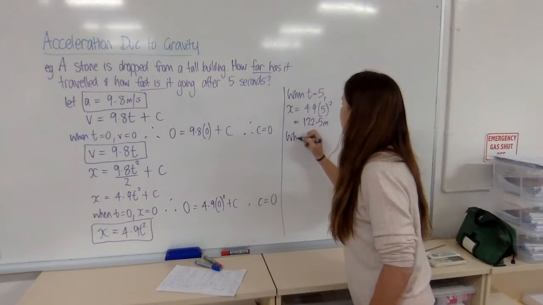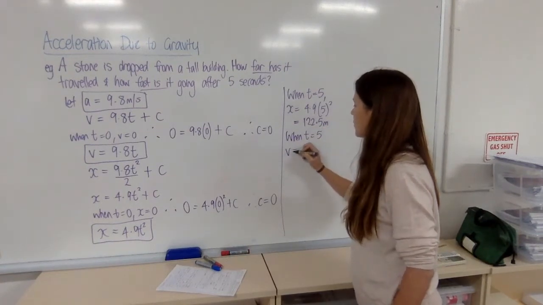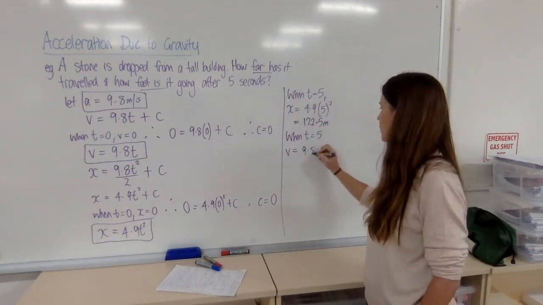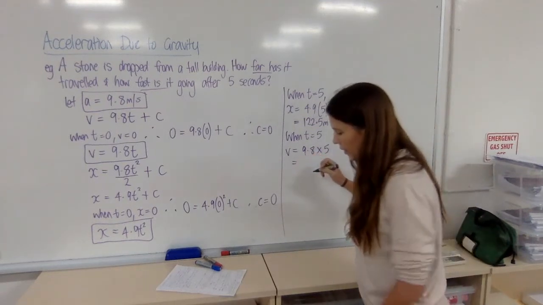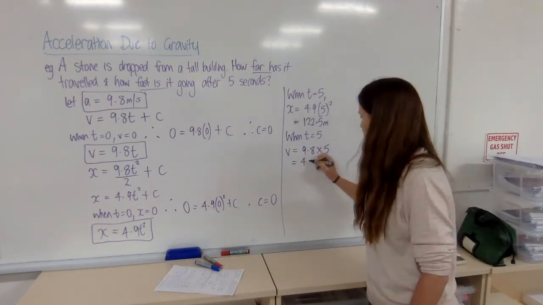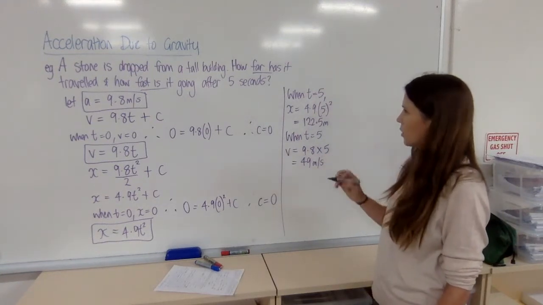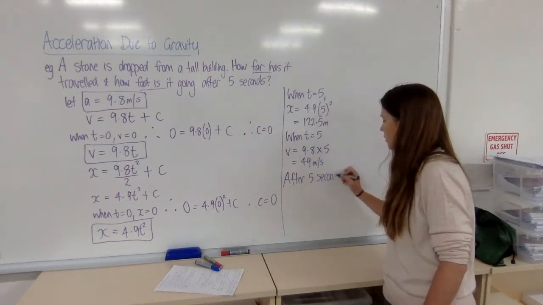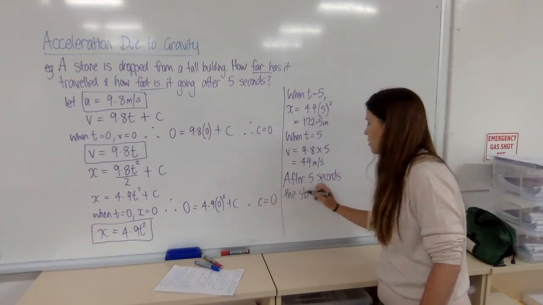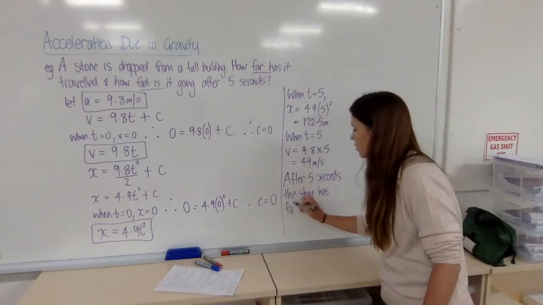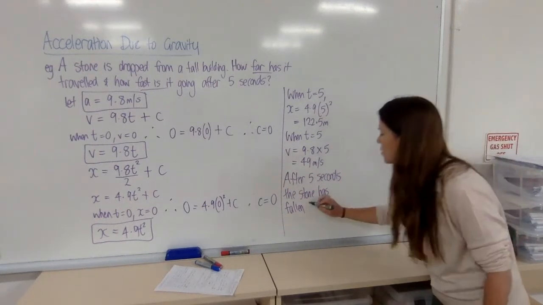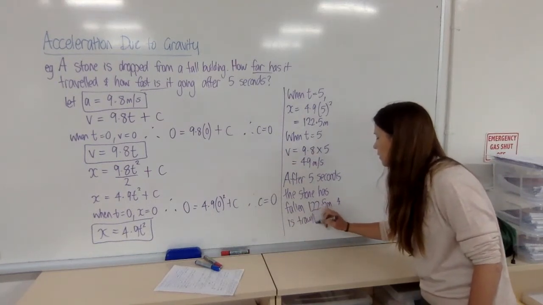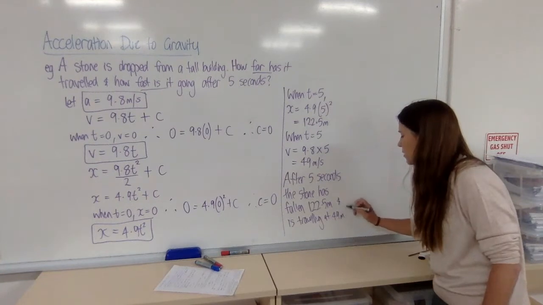And when t equals 5, what is the velocity? Because that will tell me how fast it's going. Well, the velocity is 9.8 times 5. And that gives me, what do we have? 49 metres per second. All right, so to answer the question, I need to write after 5 seconds, the stone has fallen, what is it, 122.5 metres and is travelling at 49 metres per second.